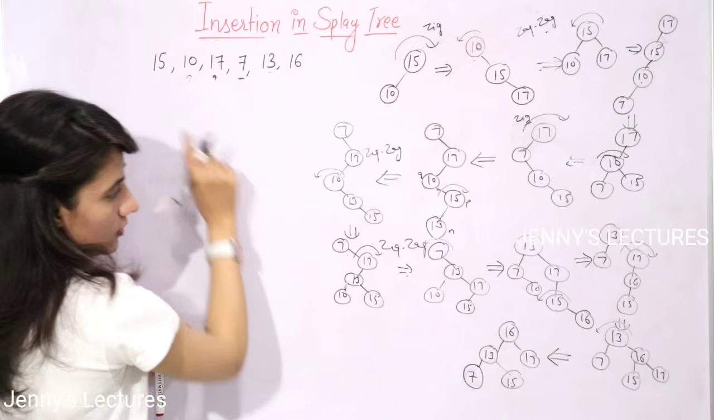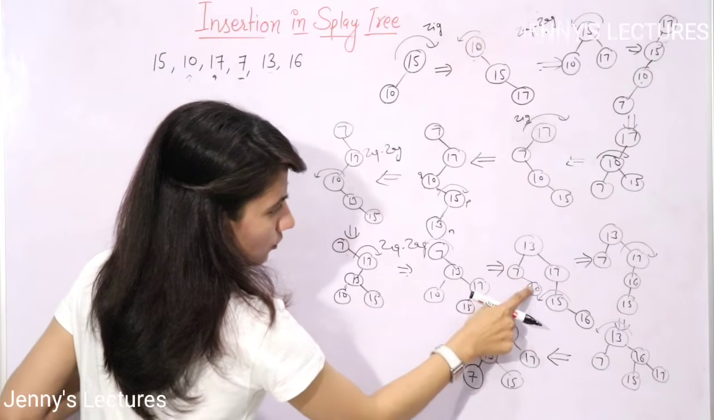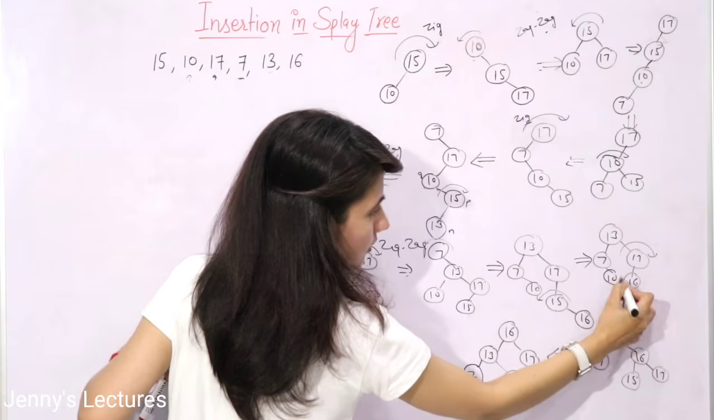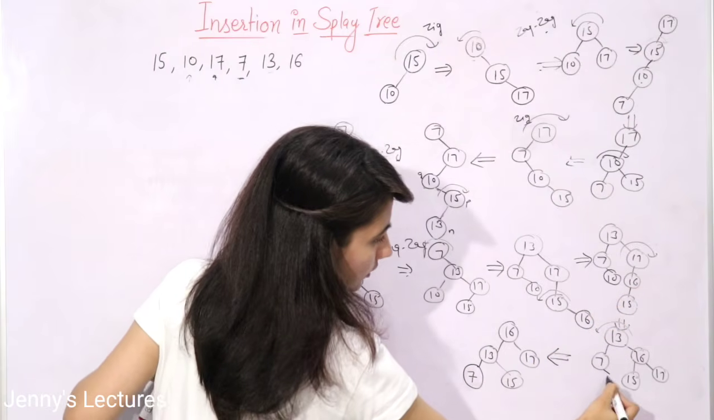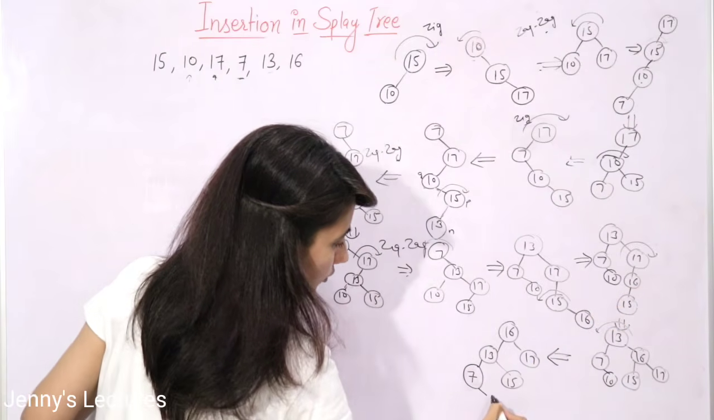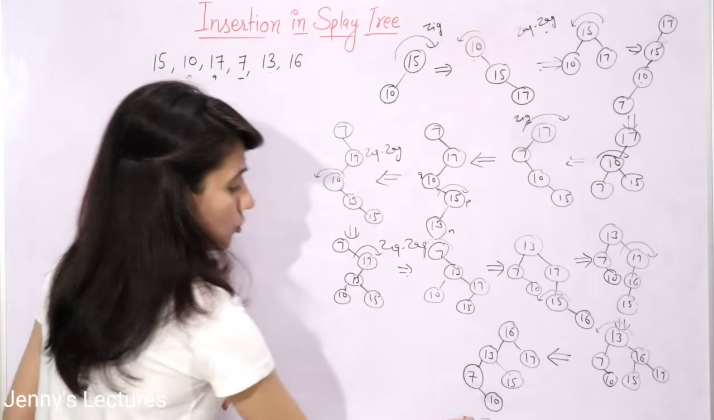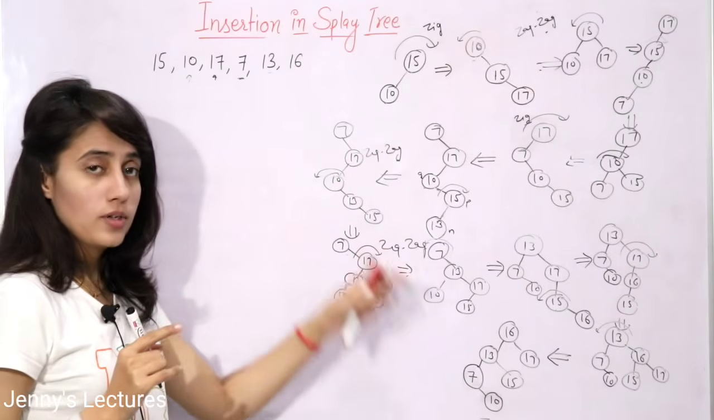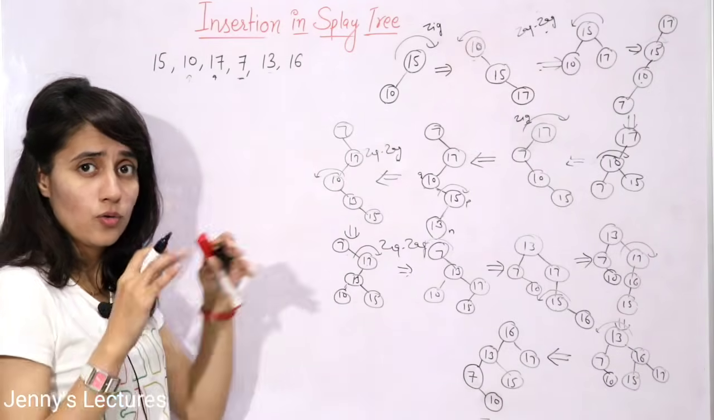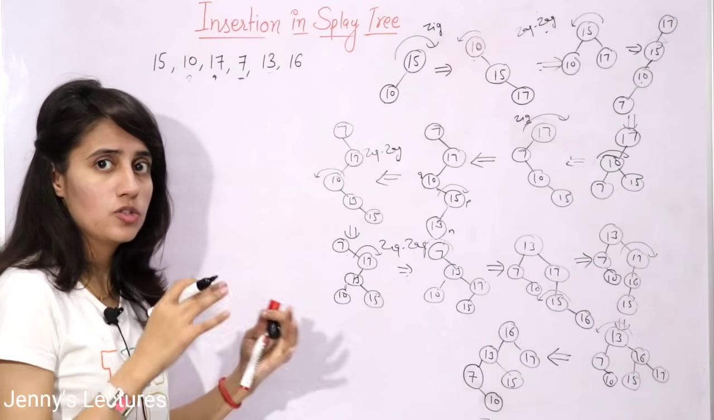I guess we are left with 10. See here, to the right of 7 we have 10. So here you will write 10, to the right of 7 we have 10, and here also to the right of 7 we have 10. So this is the final tree after inserting this data. Now I hope you got how to do insertion in Splay trees.